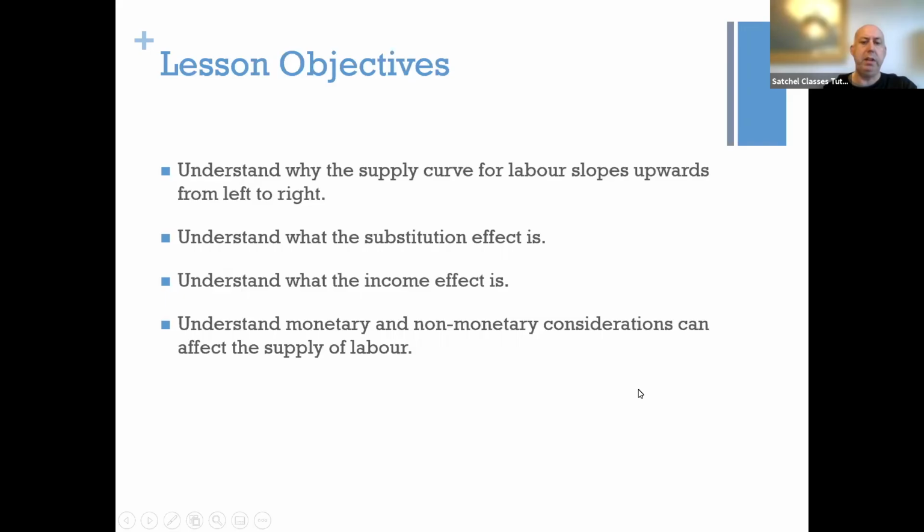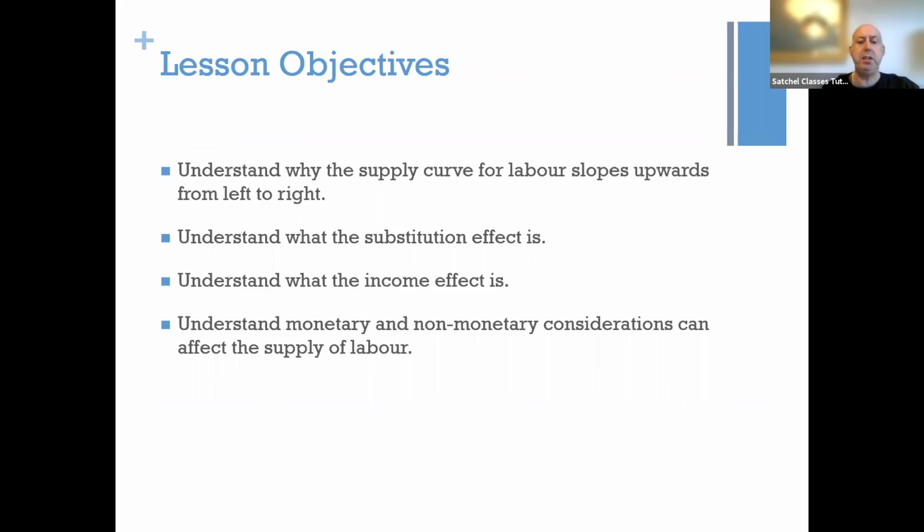So hopefully we understand why the supply curve for labour slopes upwards from left to right, i.e. the higher the pay, the more willing people are to give up time and substitute leisure time for work time. Understand what the substitution effect is. So again, as I say, it's substituting leisure time for work time. Understand what the income effect is. So as wages rise, we might not have to work as many hours to earn as much money.